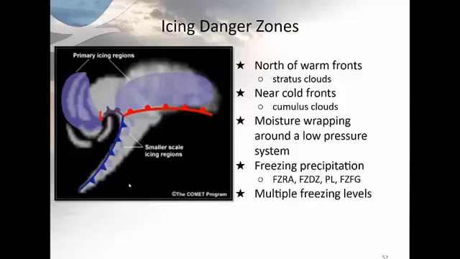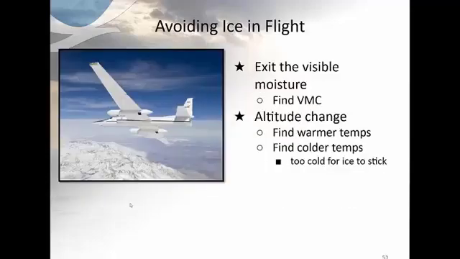A couple of types of precip to watch out for. If you see these in a METAR or a TAF: freezing rain, freezing drizzle, PL, that's ice pellets or sleet, and then freezing fog. Any of those should be setting off that little red flag that you could be looking at some icing. And also multiple freezing levels. If you see that in a briefing or on a map of freezing levels, watch out for that, because you're probably looking at an enhanced icing threat in that area.